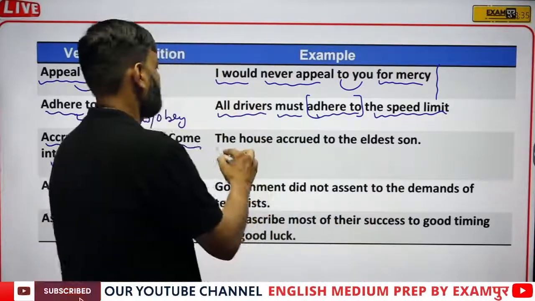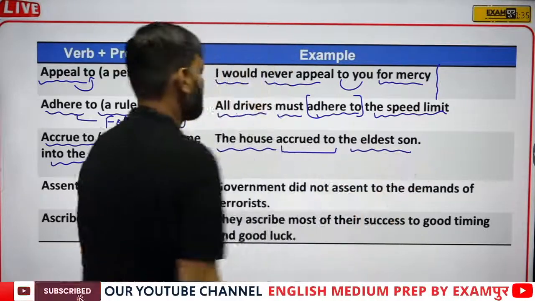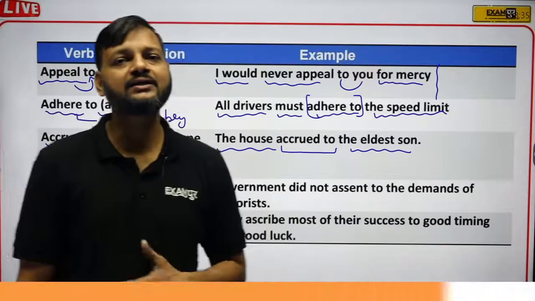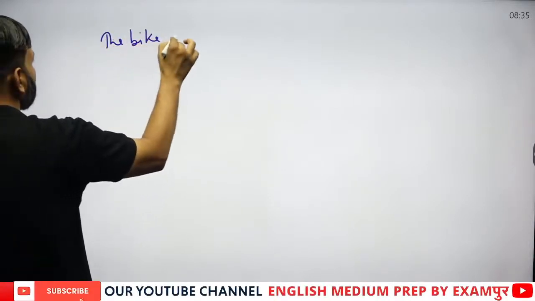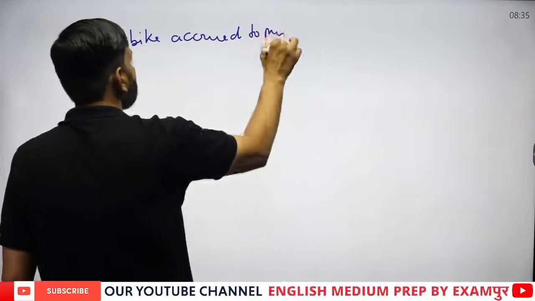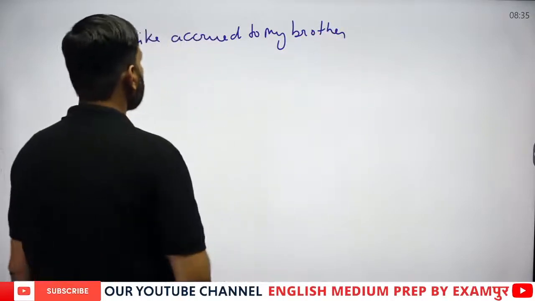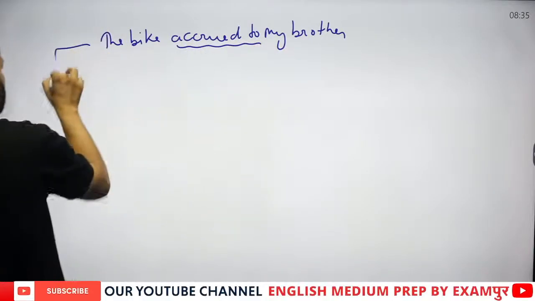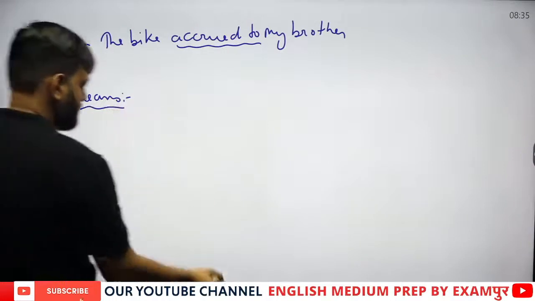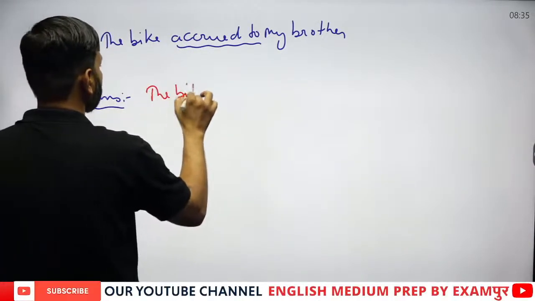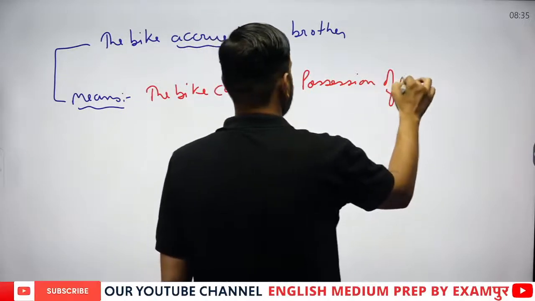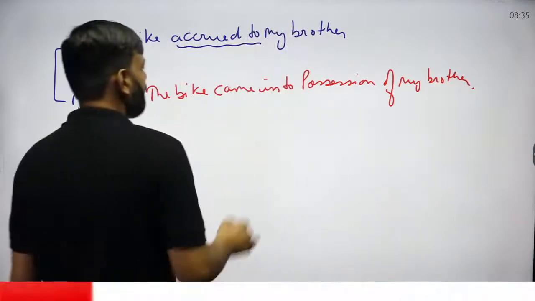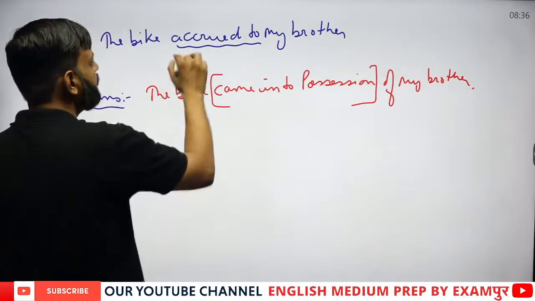So the house accrued to the eldest son means the eldest son got the possession of the house. For example, if I say the bike accrued to my brother, it means the bike came into the possession of my brother. So when something comes into someone's possession, we use accrued to.